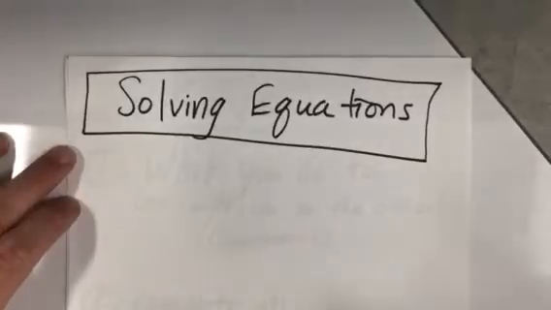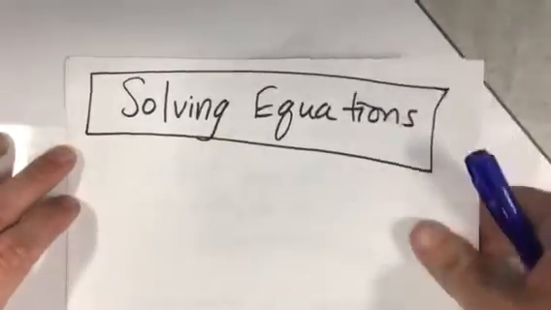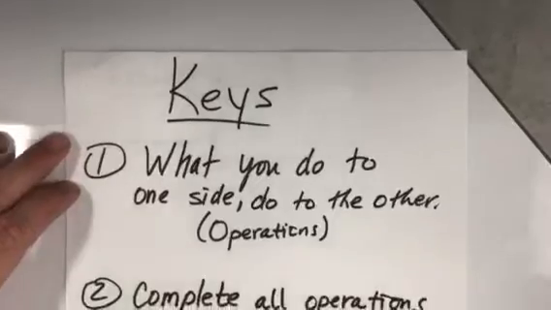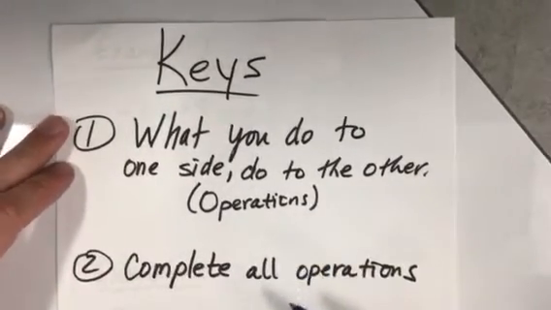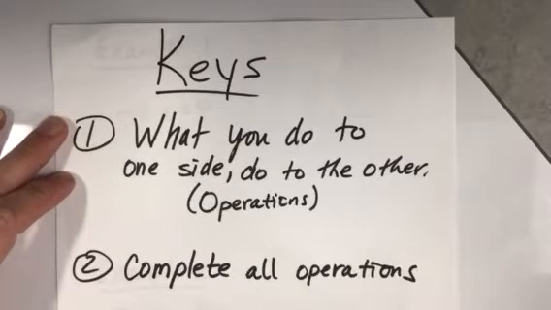In this video, we're going to solve equations, and specifically simple equations. We're going to need a few keys to remember. The first thing we're going to need to remember is what you do to one side, you do to the other in terms of operations. So if we add 5 to one side, we add 5 to the other side of the equal sign.